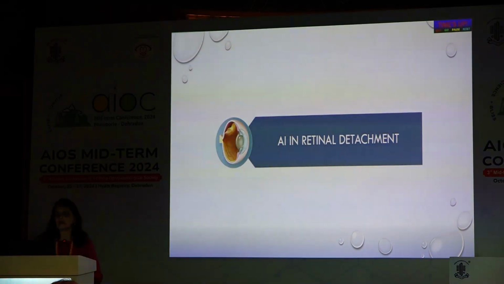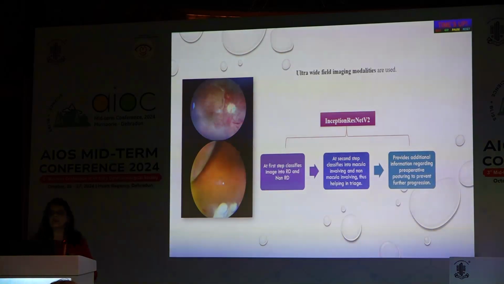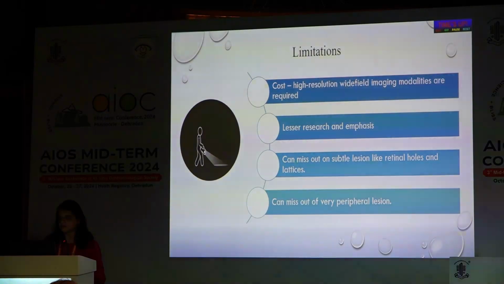Then AI in RD. Ultra-wide field imaging modalities are used. The program is Inception ResNet V2. At the first step, it defines whether there is RD or non-RD, and then it tells whether it is macula involving or non-macula involving. And this is how it is screening. And finally, it will give us information regarding preoperative posting of the patients, whether it will go to further progression or not.